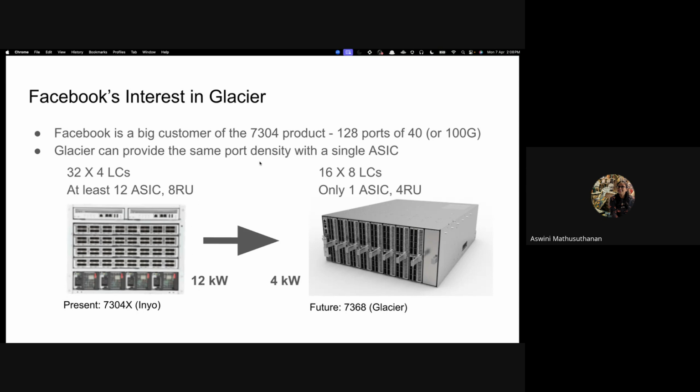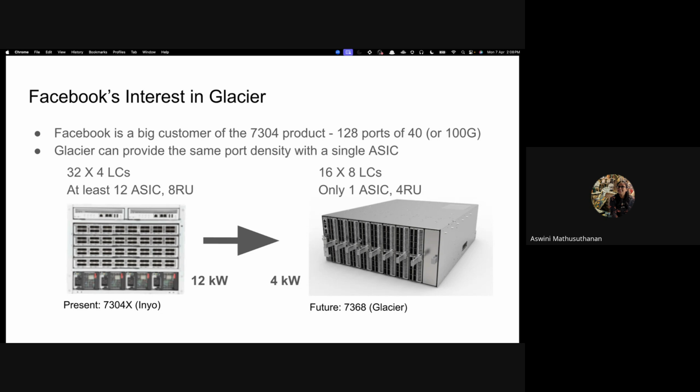The same port density is achieved by Glacier with 8 line cards of 16 ports, and with just one ASIC, which is in the switch card. As I said, the switch card only has the ASIC, not the line cards. The size is also considerably reduced to 4 rack units, also reducing the power consumption. So this is the comparison between the Inyo product and our Glacier.